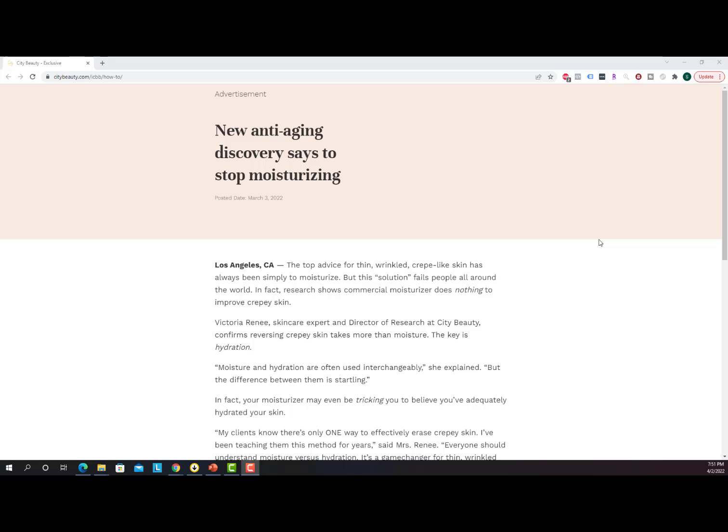So this jump page is in between a native ad and the video sales letter. And the headline here is very contrarian: "New anti-aging discovery says to stop moisturizing." Now, that goes against all conventional wisdom that you should moisturize to stay hydrated and keep your skin looking young. So, a contrarian statement creates a lot of curiosity and makes you want to read more.